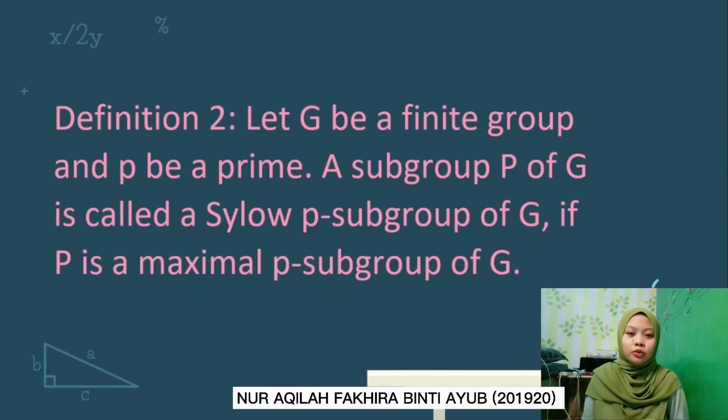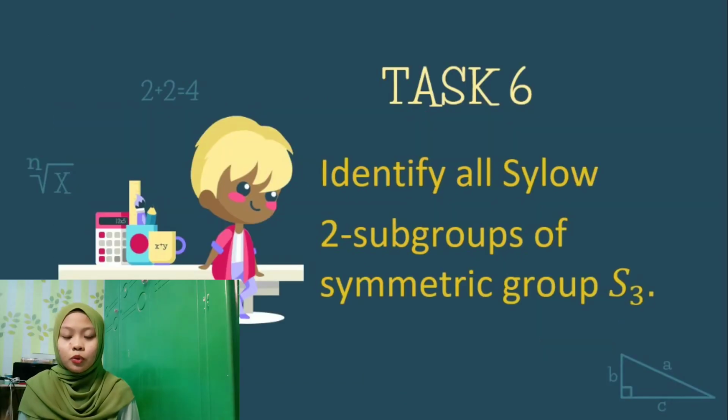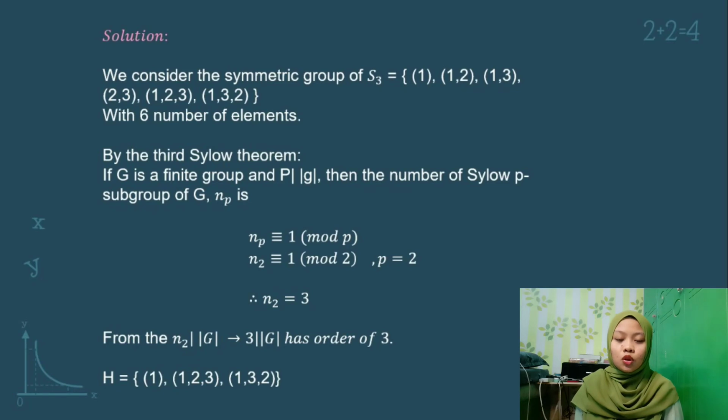So now I will proceed with the next question. From the second definition, we let G be a finite group and p be a prime. A subgroup P of G is called a Sylow p-subgroup of G if P is a maximal p-subgroup of G. So for task 6, we need to identify all the Sylow 2-subgroups of the symmetric group S3. For the solution, we consider the symmetric group S3, which is (1), (1 2), (1 3), (2 3), (1 2 3), and (1 3 2). So we have 6 elements.